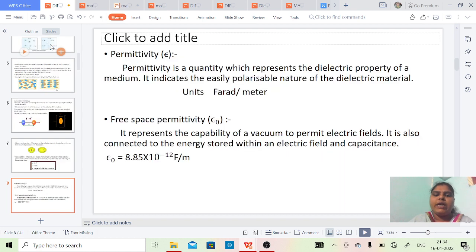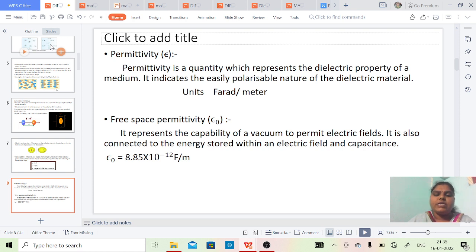And next, permittivity. Let it be denoted as epsilon. Permittivity is a quantity which represents the dielectric property of a medium. It indicates the easily polarizable nature of the dielectric material. To repeat: permittivity represents the dielectric property of a medium and indicates the easily polarizable nature of the dielectric material, and the unit for permittivity is Farad per meter.